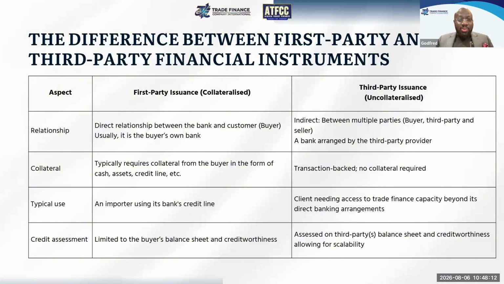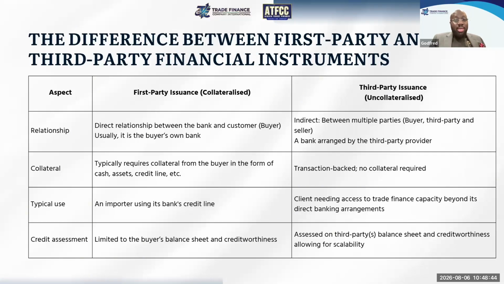So the relationship under a first party issuance, which is normally collateralized, is a direct relationship between the bank and the customer. Usually it is the buyer's own bank. Under a third party issuance, uncollateralized, it is indirect. There are multiple parties: the buyer, the third party issuer, and the seller. It is normally issued by a bank arranged by the third party provider. And there's the element of collateral.